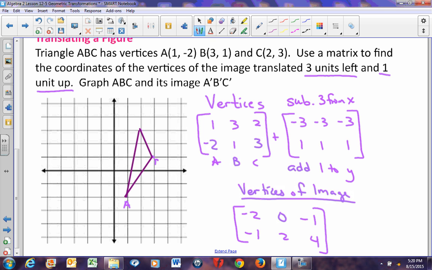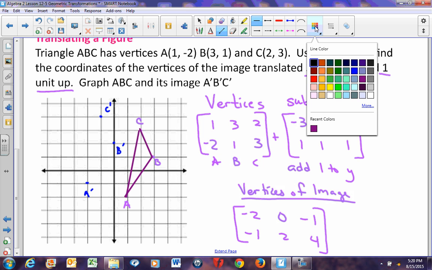This is A, B, C. Now I'm going to do my image, which is now negative 2, negative 1. Negative 2, negative 1, and we're doing a different color because it's easy to see. 0, 2. And negative 1, 4. So there's A prime, B prime, C prime. And I'm going to do those as well. Let's do blue.